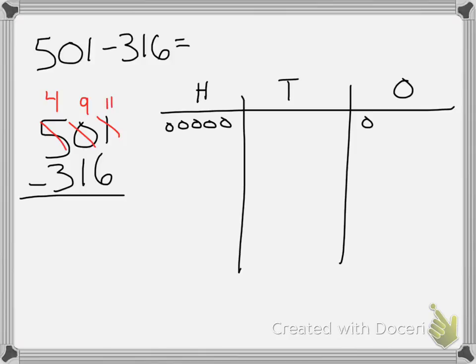So I have 11 minus 6, which equals 5. 9 minus 1, which equals 8. And 4 minus 3, which equals 1. So I end up with 185. So we're going to come over here and do this now.